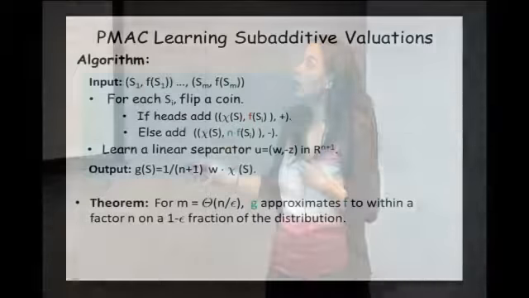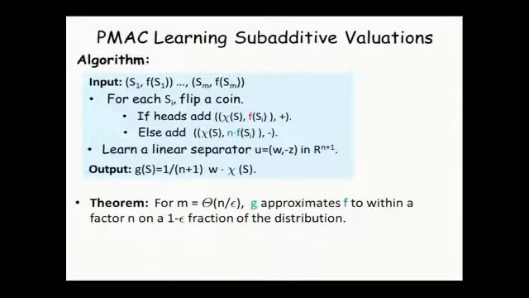Okay, so basically given this fact, now our algorithm is as follows. It gets as input a training set of examples, S1, f of S1, and so on, Sm, f of Sm. For each set Si, we flip a coin. If it comes up heads, we add this positive example to the training set. Otherwise, we add this negative example to the training set. And then we learn a linear separator in R^(n+1), and then we output a linear function induced by it.